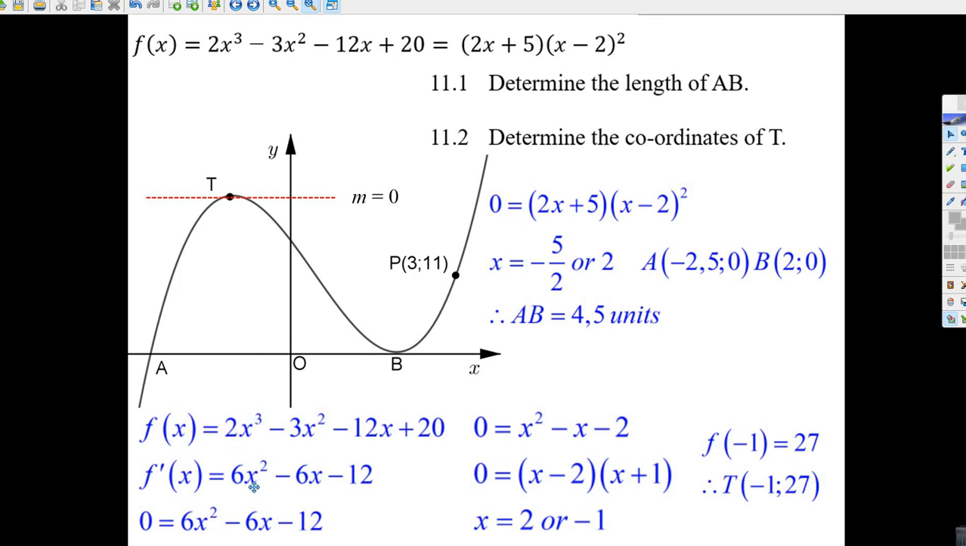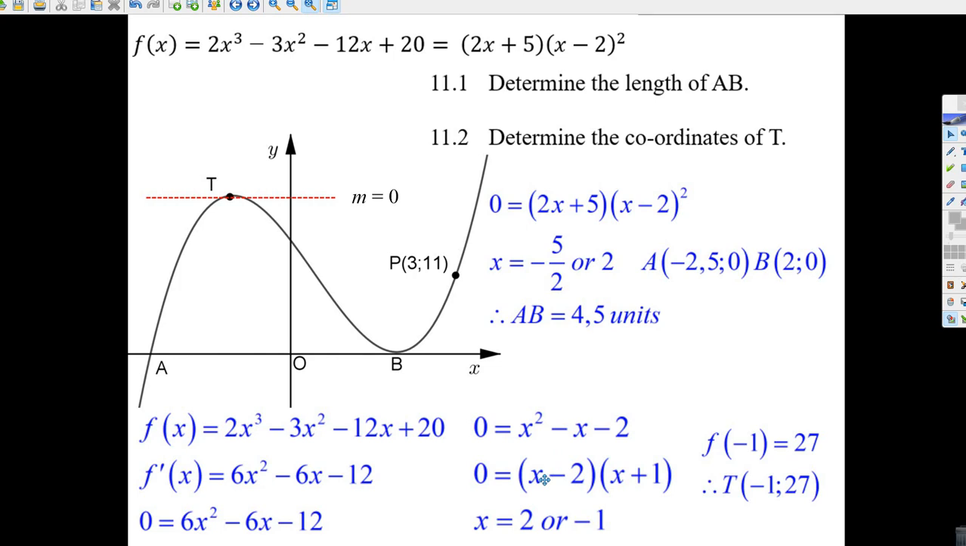So we go 3 times 2 is 6x squared. 2 times minus 3 is minus 6x. 1 times minus 12 is minus 12. And there's the derivative, and we make it equal 0. That's what you do every time to find turning points. We divide everything by 6, and we get x squared minus x minus 2. We put 2 brackets. x times x is x squared. Minus 2 times 1 is minus 2, and nicely, minus 2x plus 1x gives you that minus x.